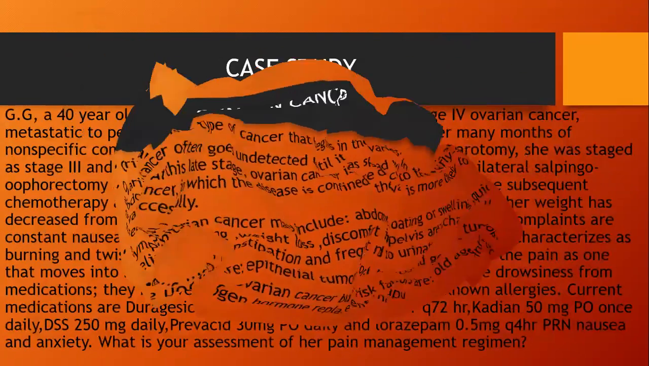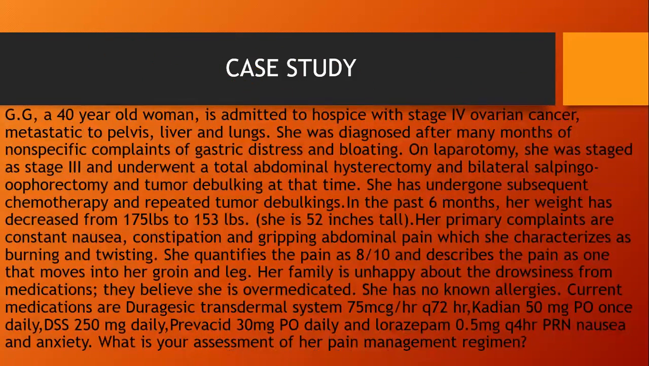So the case study is Gigi, a 40-year-old woman, admitted to hospice with stage 4 ovarian cancer, metastatic to pelvis, liver, and lungs. She was diagnosed after many months of non-specific complaints of gastric distress and bloating. On laparotomy, she was staged as stage 3 and underwent a total abdominal hysterectomy and bilateral salpingo-oophorectomy and tumor debulking at that time. She has undergone subsequent chemotherapy and repeated tumor debulking.